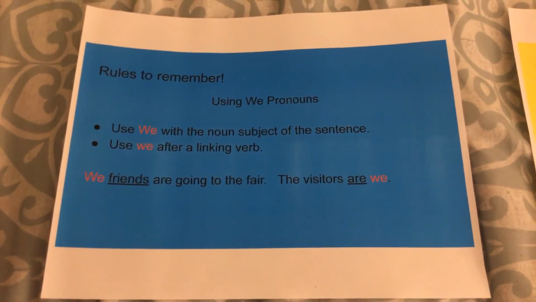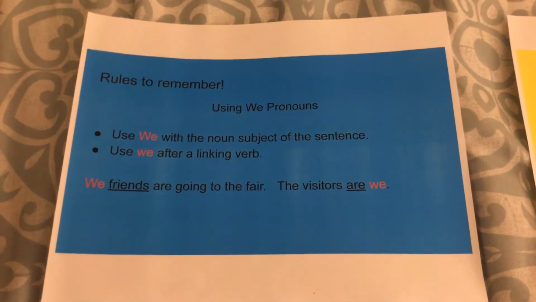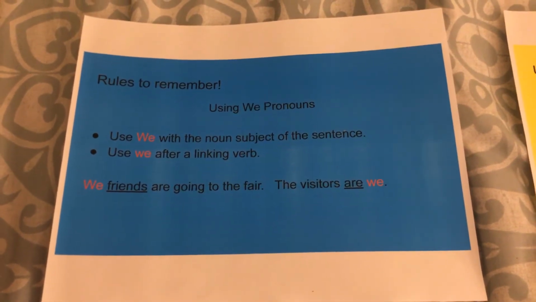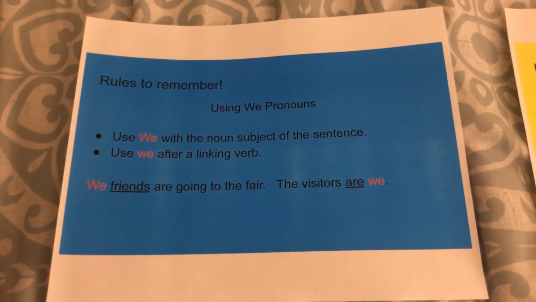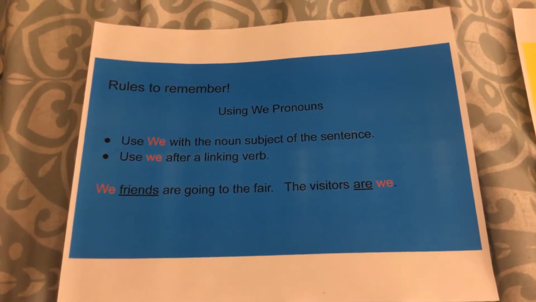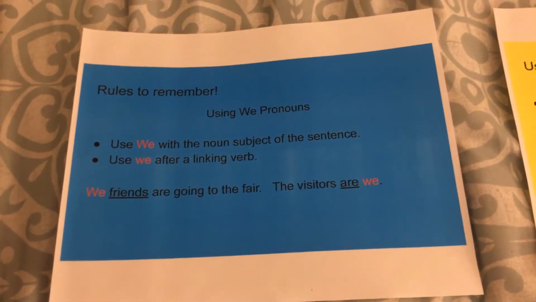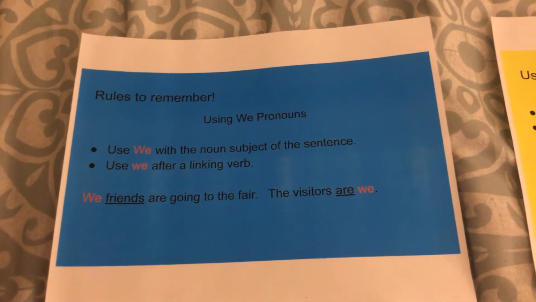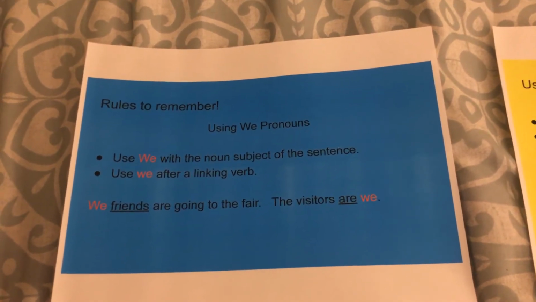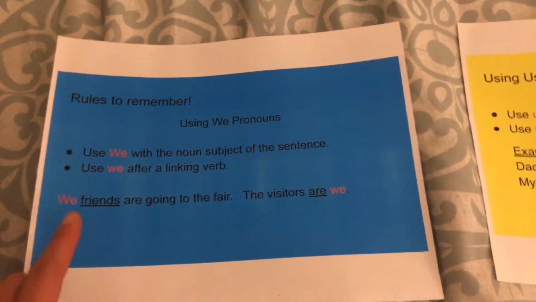These are the rules for using we pronouns. Use we with the noun subject of the sentence. So what that means, you guys, is that we usually, almost always, comes at the beginning of the sentence. Except, which is bullet point 2, is when we use we after a linking verb. So let's look at these few sentences that are examples.